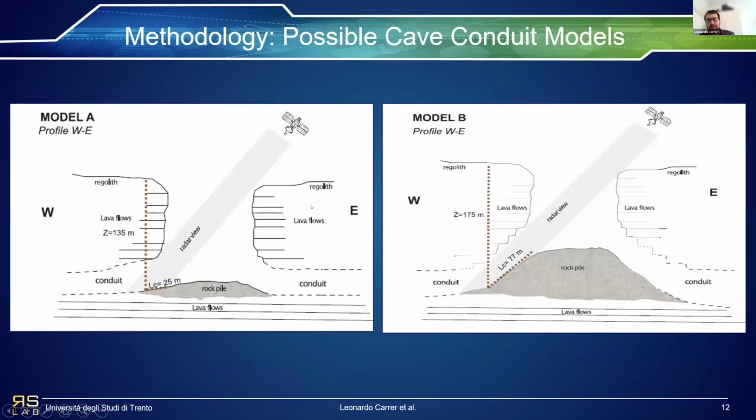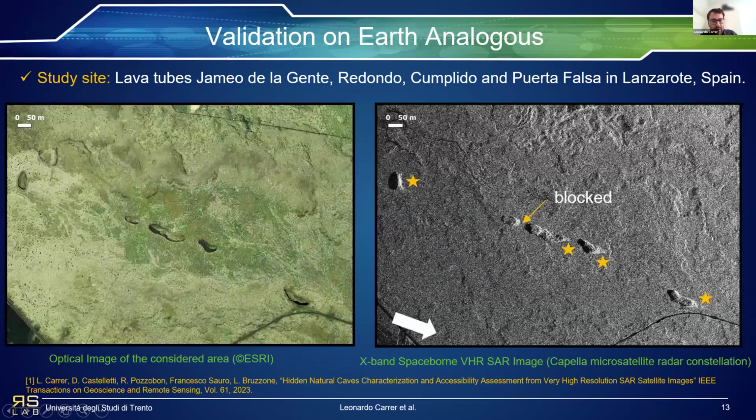So what we did, as I said, we did many simulations, and then we ended up with two possible models for the cave. One we call Model A and one we call Model B. The difference between the two models are the conduit parameters here that we characterized. So in a way, how did we validate our technique?